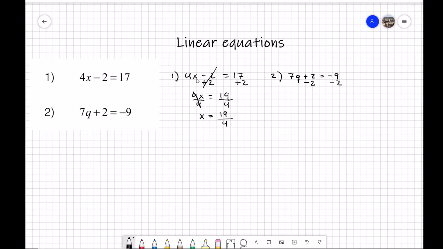That way we cancel out that positive 2 and we end up with 7q equal to negative 11. Now again we have a multiplication here, so we have to do the opposite operation, which is a division. So we divide by 7 on both sides. Now this cancels out and we end up with q equal to negative 11 over 7.